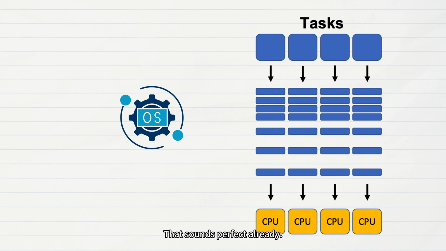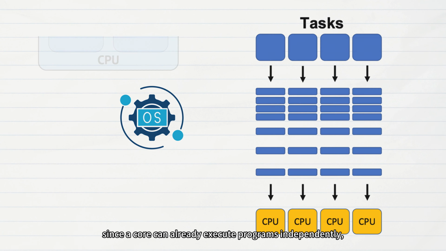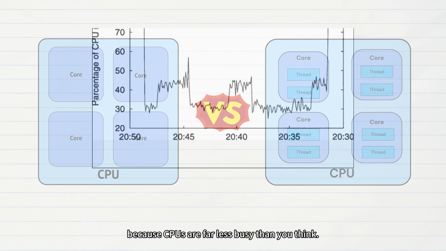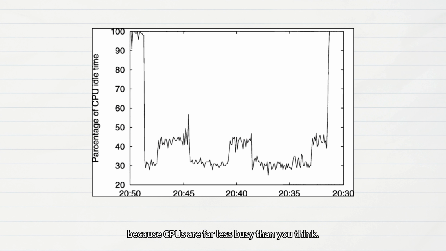That sounds perfect already. So here's the question. Since a core can already execute programs independently, why was the concept of threads invented later? The answer is because CPUs are far less busy than you think. Many people see CPU usage at 100% and think the CPU is doing crazy calculations all the time. In fact, that is not the case. The biggest problem for CPUs has never been calculating too slowly, but waiting too long.